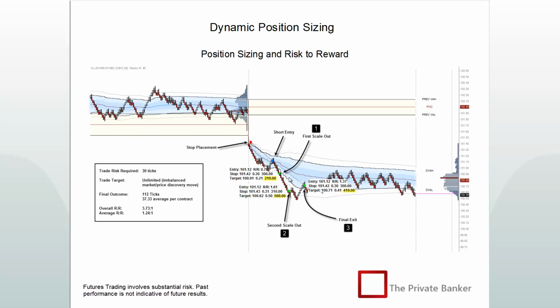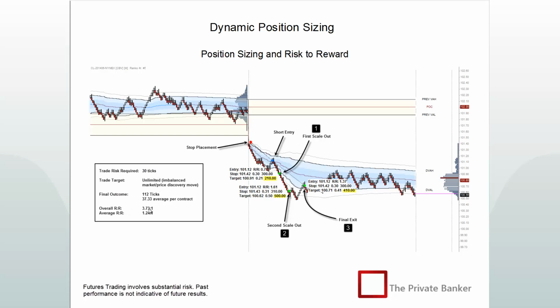But in this trade, the final outcome was 112 ticks gained for all three contracts. So this is just based on three contracts. The average was 37.33 per contract. Instead of just saying the overall gain, it's more of an average, so you've got to think of it in those terms as well. So our overall risk to reward was 3.73 to 1, and I'm not multiplying 30 ticks by 3 here. It's really just an overall.